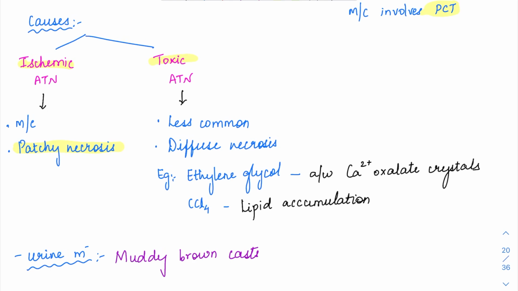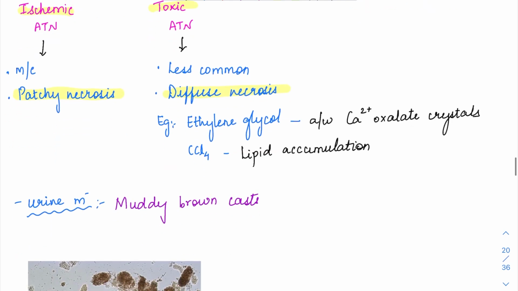However, in toxic acute tubular necrosis, the toxin is going to enter the blood, and from there it is going to be distributed evenly. So there is going to be diffuse necrosis because of the injury caused by this toxin in the proximal convoluted tubule. Some of the common examples which we see in toxic ATNs will be ethylene glycol poisoning. In ethylene glycol poisoning, one of the features we see is calcium oxalate crystals. The presence of calcium oxalate crystals in large amounts can be seen in ethylene glycol poisoning.